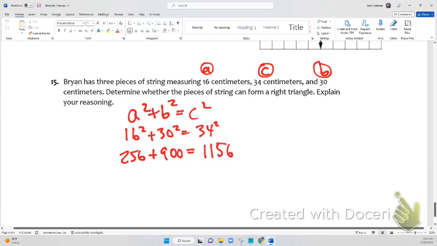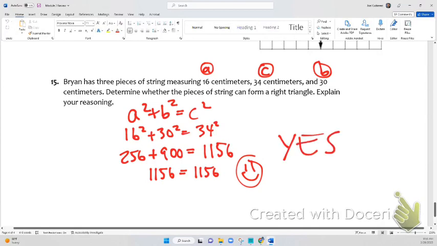1156. So when I add these two together, on the left side, 256 plus 900 gives you 1156. On the right side, I also get 1156. Because they equal each other, that makes me happy. Put a little happy face here. And these do form a right triangle.